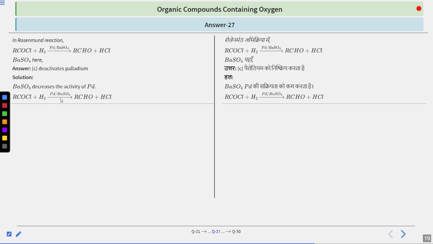RCOCl plus H2, with palladium on BaSO4, gives RCHO plus HCl. So here the role of BaSO4 is to decrease the activity of palladium as a catalyst. And thus we have our correct answer as option C, that is deactivates palladium. Let's move on to our next question.